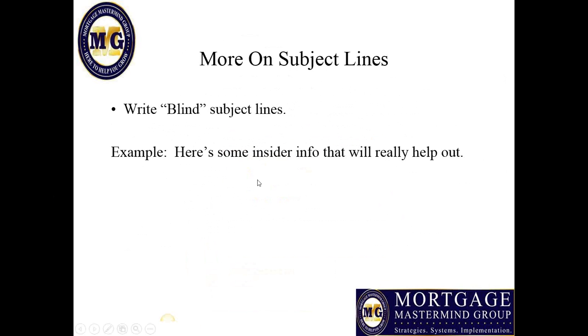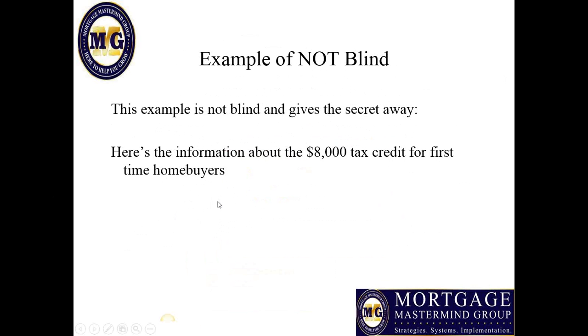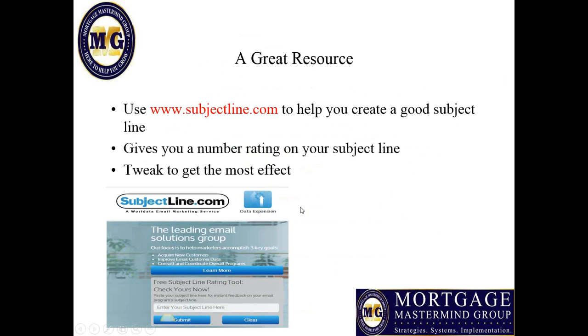I like to write what we call a blind subject line. Here's some insider information that will really help you out. I didn't put Lisa's name in there. Here's an example of a not blind. Here's the information about the $8,000 tax credit for first-time home buyers. That's way more information. Again, no reason now for Lisa to have to open up my emails. She already knows what the information is.